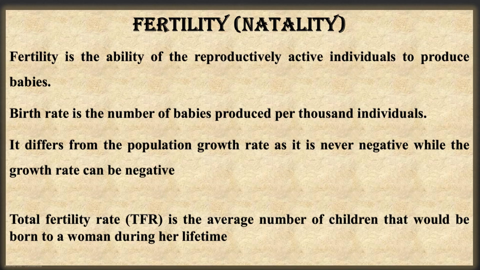So next, we'll come to the factors. These are the factors that actually affect the population growth. So these factors actually decide which population is growing faster and which is growing slower, and why. Let's start with natality or fertility. Fertility is the ability of the reproductively active individuals to produce babies. So, fertility is the capacity of an individual to produce offsprings. Birth rate is the number of babies produced per thousand individuals.